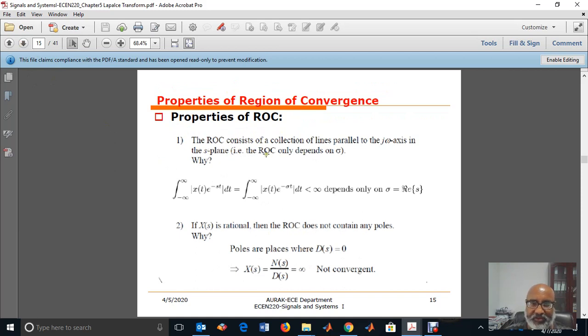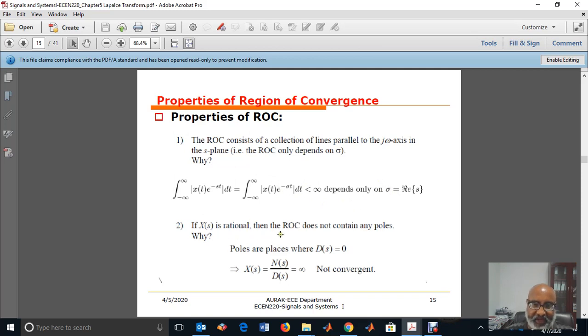The region of convergence, in fact, consists of a collection of parallel lines, parallel to the j omega axis. It only depends on sigma. Why? Because, again, for the Laplace transform, if we check the absolute integrability condition, it is the integration from minus infinity to infinity of x of t times e raised to minus sigma t dt. So there is no j omega condition here. It only depends on sigma, which is the real part of s.